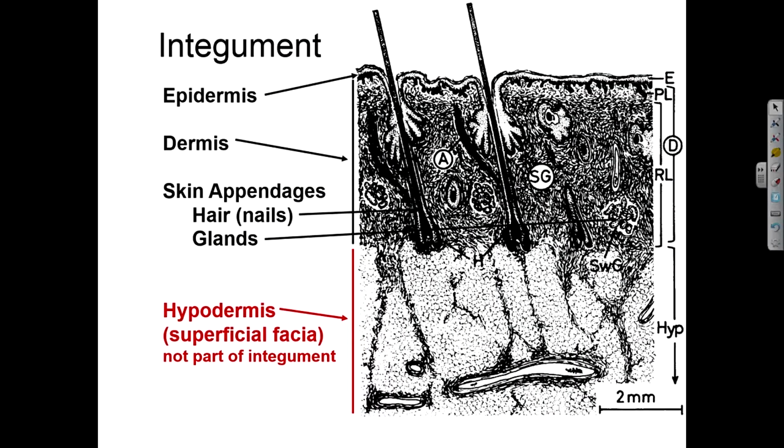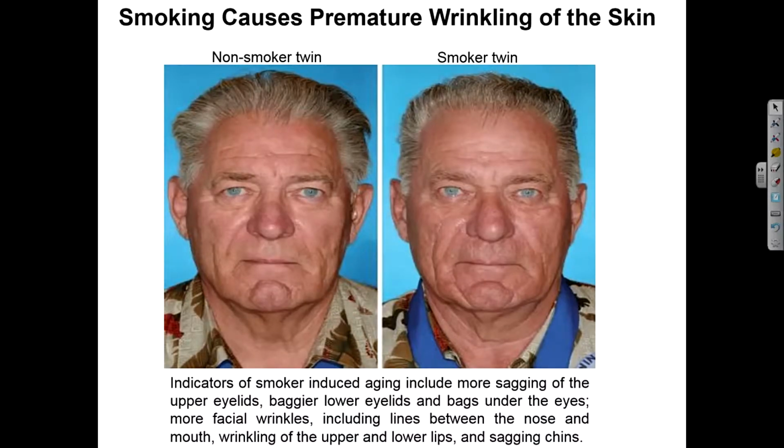Okay, so that's the epidermis and the dermis. Remember, the hypodermis is not part of the integument. That's the adipose tissue, sometimes called superficial fascia in gross anatomy. Okay, so we looked at how sunlight can damage the skin. Here's two identical twins. One was a smoker and one was a non-smoker. Okay, the smoker doesn't look so good skin-wise. You can see his skin is more crinkled, whereas the non-smoker's skin is a little smoother.